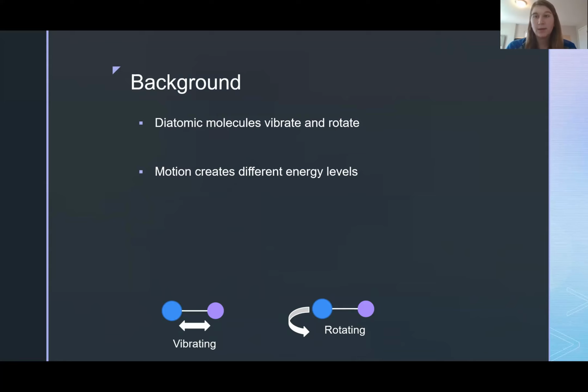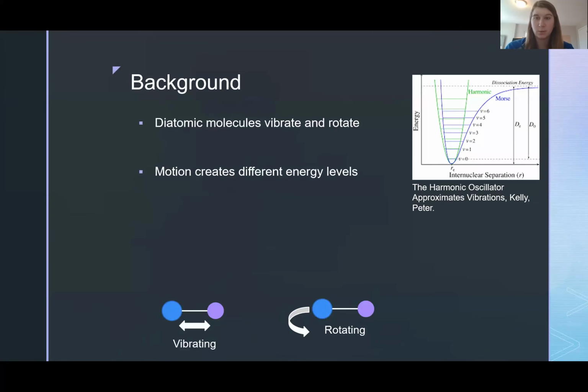In classical mechanics, this was characterized by the harmonic oscillator. However, the harmonic potential fails to explain how chemical bonds break, so it was later replaced by the Morse potential. Both of these can be seen here in this diagram. An important thing to note is that the energy levels are spaced equally in the harmonic oscillator, while they get closer together as the vibrational state increases in the Morse potential.